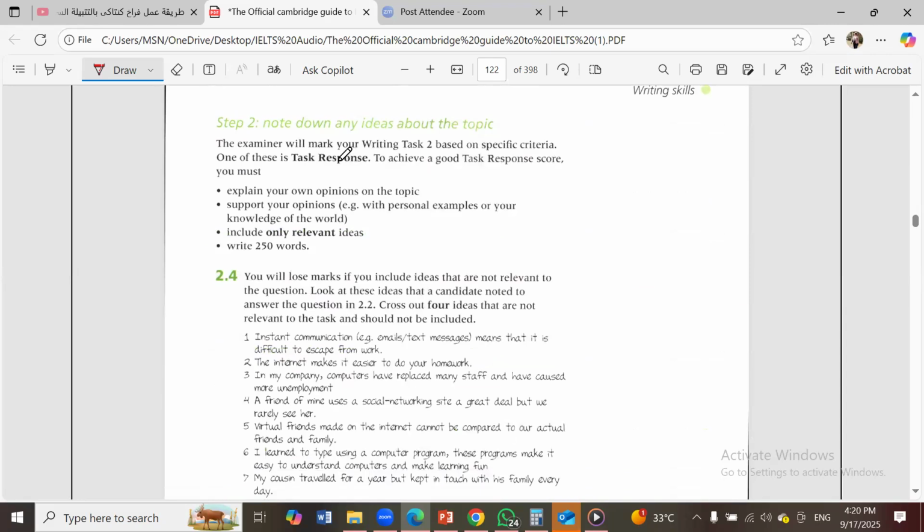So what he's saying to you now: the examiner will mark your writing task 2 based on what? A specific criteria, which is the task response. أنا ما بقولش هو يعني حاجة من عندي, okay? To achieve a good task response score, you must do what? What I have just said. Explain your opinion on the topic. Support the opinion, e.g. with personal examples. E.g. means بمعنى personal examples, okay, that you missed.